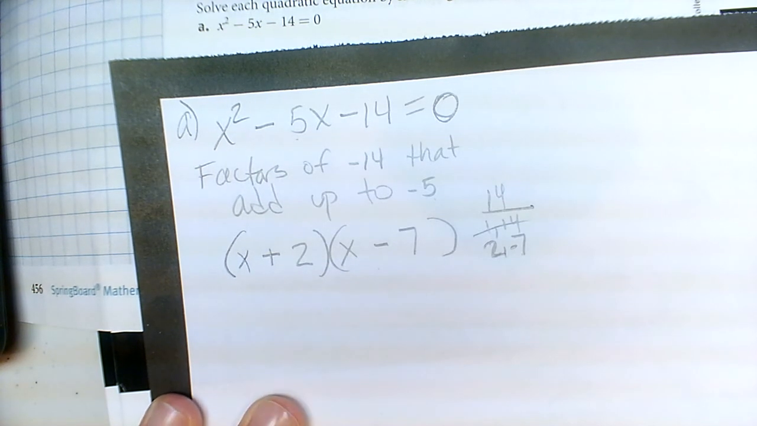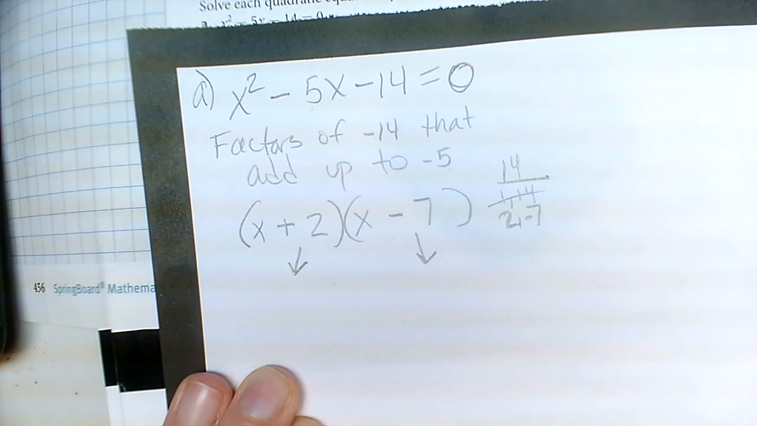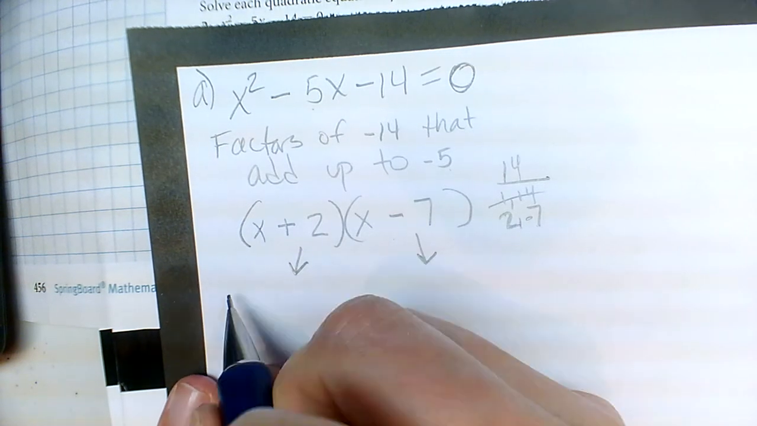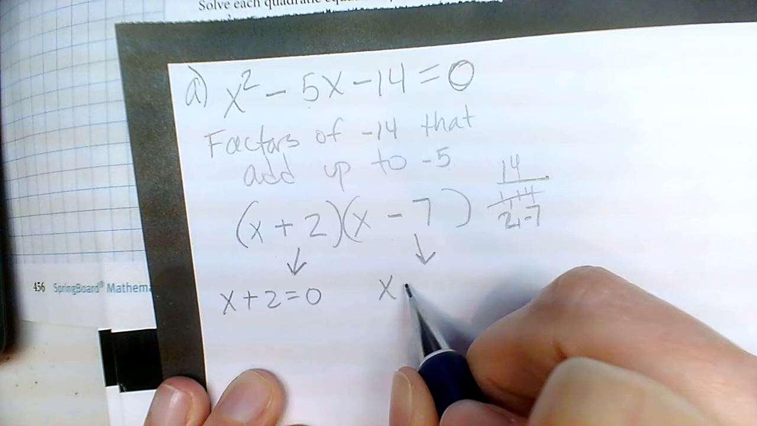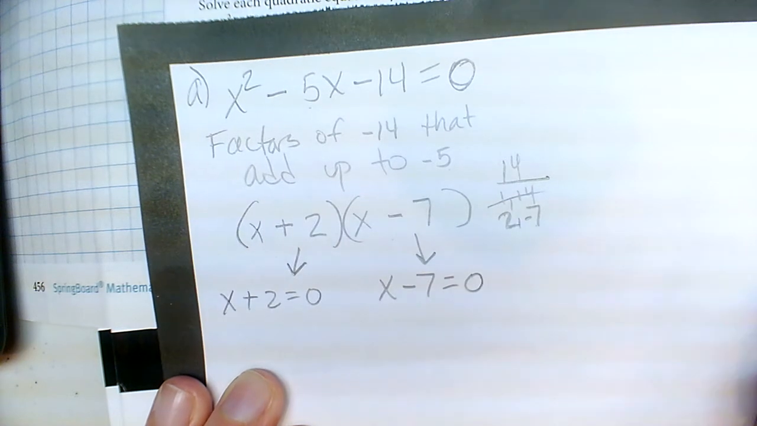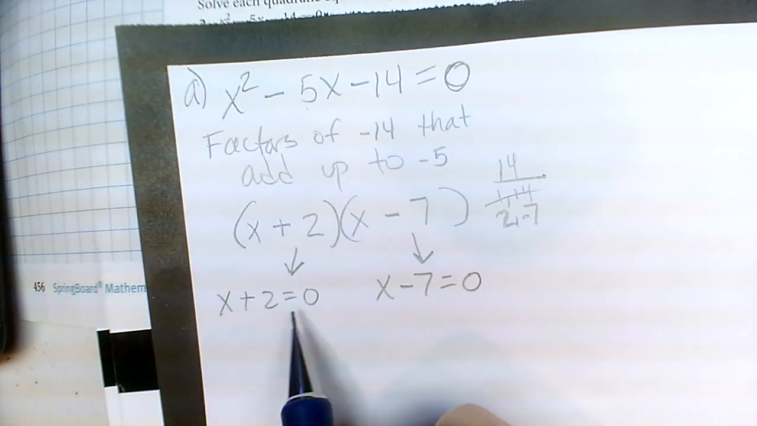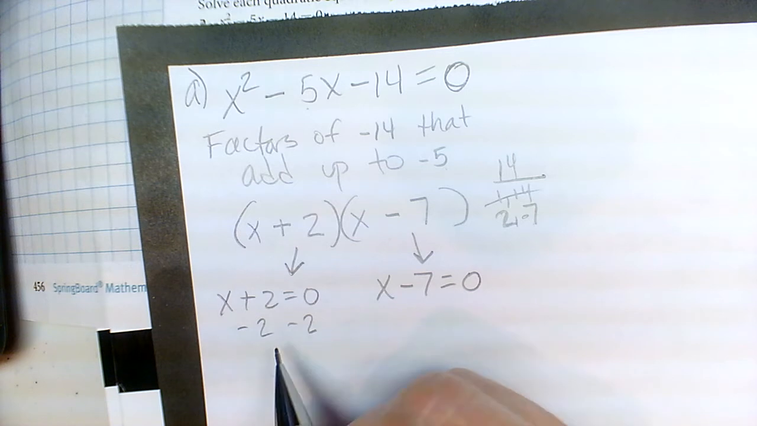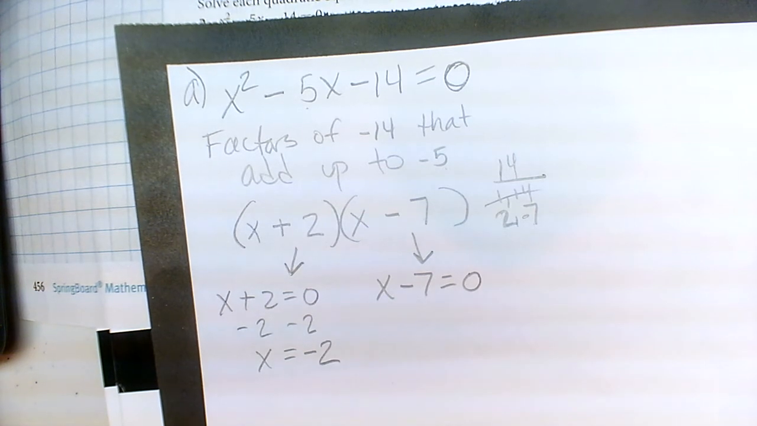We factored it, but we want to find what's called the zeros of the function. So you're going to take each one of these binomials separately, and you're going to set them equal to 0. Because when we do that, we can solve for what we call the x-intercepts of the function. So I've got x plus 2 is equal to 0. Just subtract 2 on both sides, and we get x is equal to negative 2.